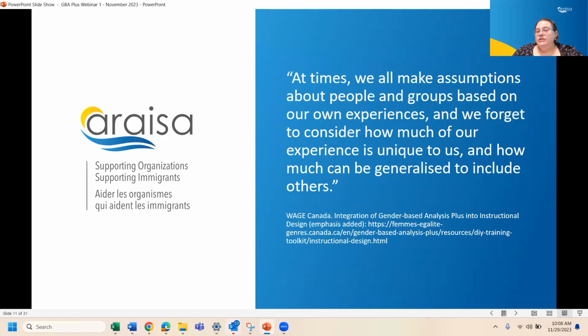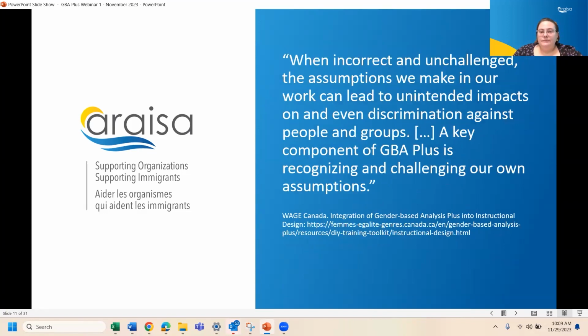So we all make assumptions about people and groups based on our own experiences, and we can sometimes forget to consider how much of our own experience is unique to us and how much can be generalized to include others. So when these assumptions are incorrect and left unchallenged, those assumptions in our work can lead to unintended impacts on and even discrimination against people and groups. And this is a key component of GBA Plus, which is to recognize and challenge our own assumptions.